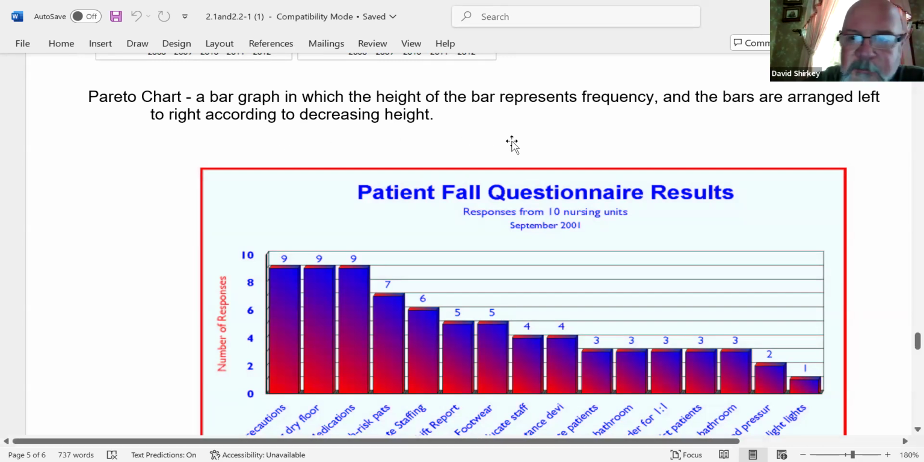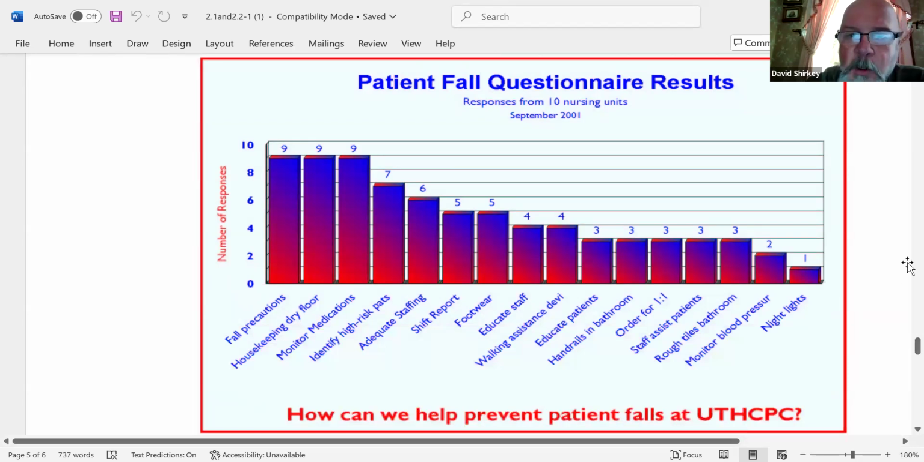In this case, this is actually from a group of hospitals that got together and were concerned about patient falls. This was back in 2001, so this is from an actual study of a group of hospitals. Number of respondents are going up here: 0, 2, 4, 6, 8, 10. What you do is you arrange the bars in decreasing order from left to right. So you see these first three things that were brought up as one of the biggest things to address: fall precautions, keeping the floor dry, housekeeping dry floor, and monitor medications.